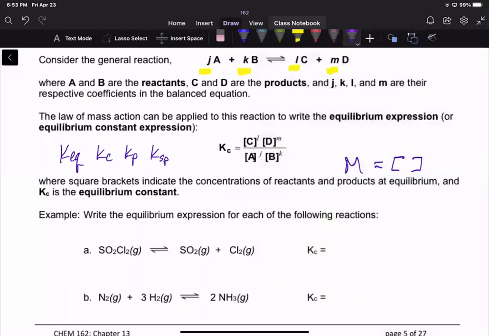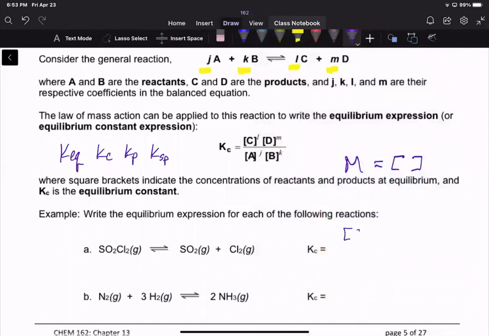So for this one, we'll put the products on top, and those are multiplied over the reactants.